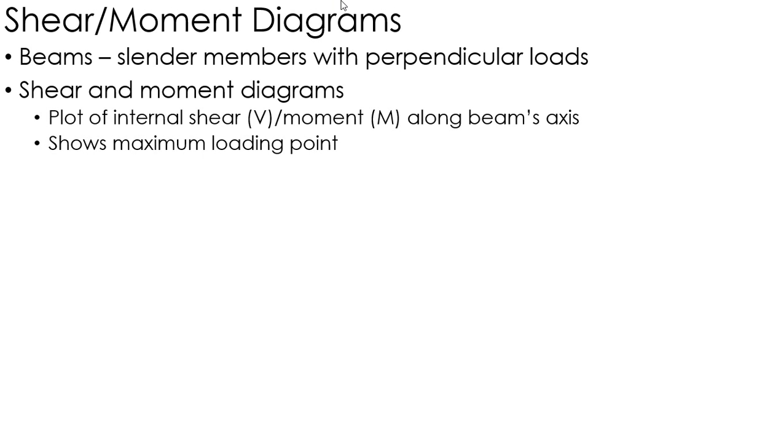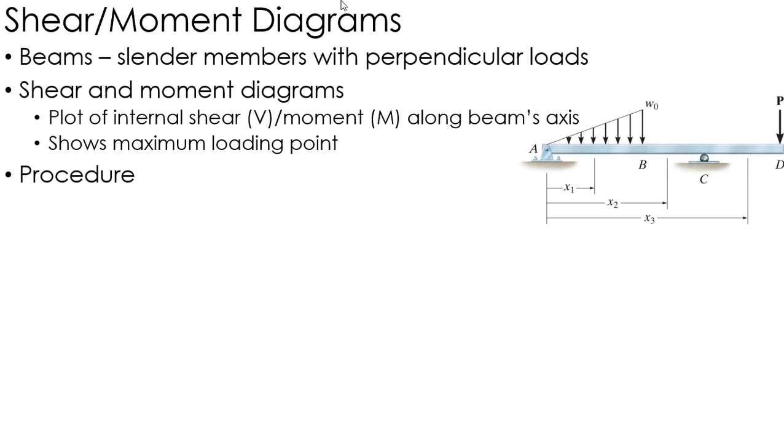The whole point of doing this is to figure out where the maximum shear and maximum moments are occurring, because that's typically what we're designing for. Okay, so the procedure: if you've got a beam, I have just a standard beam shown right over here. The first thing you need to do is calculate any reactions that you have. So I'd have to figure out what's going on at A and what's going on at C.